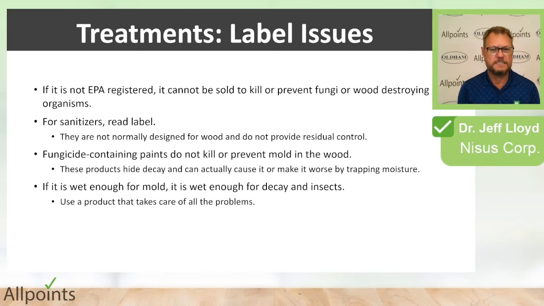Fungicide containing paints, I already mentioned the issues there. They stop fungi from growing in the paint film. They do nothing really to protect the wood, and they can actually make the situation worse. And if it's wet enough for mold, there's a good chance it's wet enough for fungal decay, and mold is a sign of a conducive condition for all those wood destroying insects as well. So use a product that takes care of all of these problems at the same time.